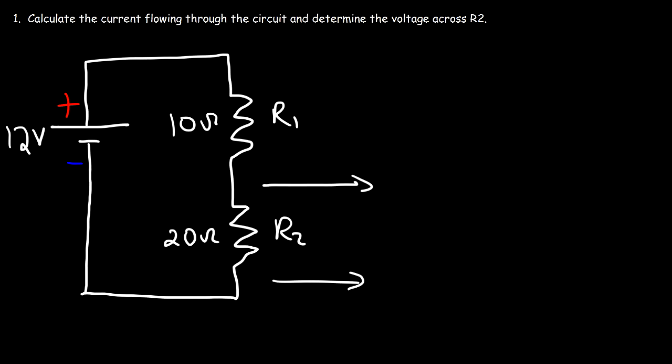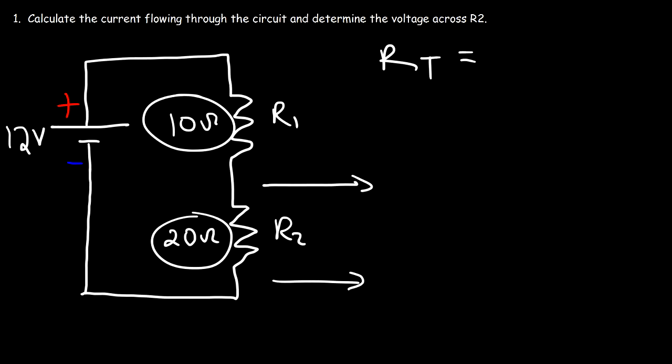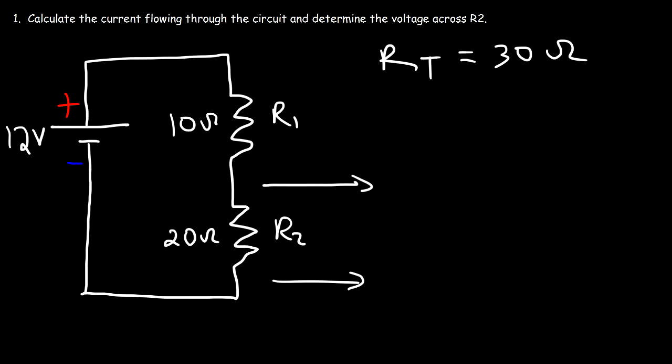So we have a series circuit because there's only one path for the current to flow. And the first thing we need to do is calculate the total resistance. So it's going to be 10 plus 20, which is 30 ohms. Next, we need to calculate the current flowing in the circuit.